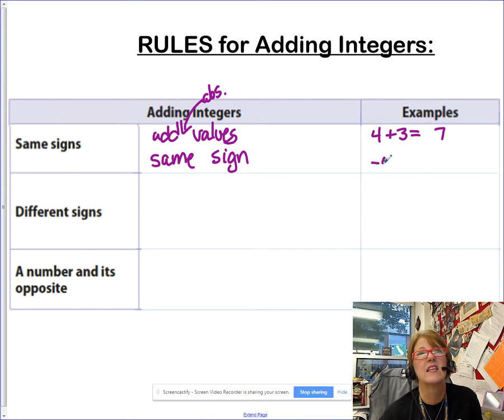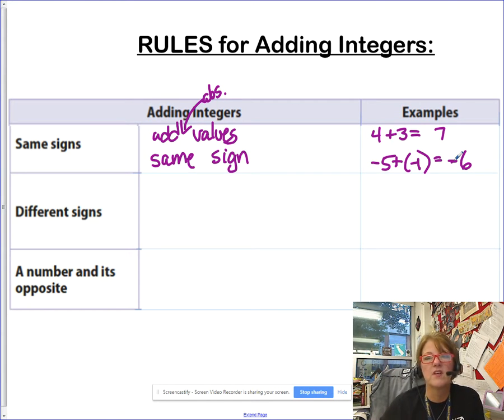If I said -5 plus -1, the absolute values are 5 and 1. Add them up, you get 6, but since both of these guys were negative, my answer's negative. And you can visualize that if you think number line, you'd be going to the left 5, to the left 1 more. If you're doing it with counters, you'd have 5 negatives and you'd add another negative. Ta-da! When you have different signs, it's different, okay?